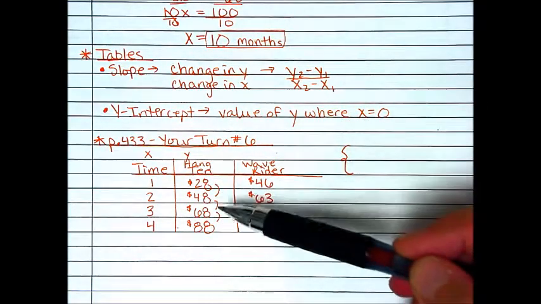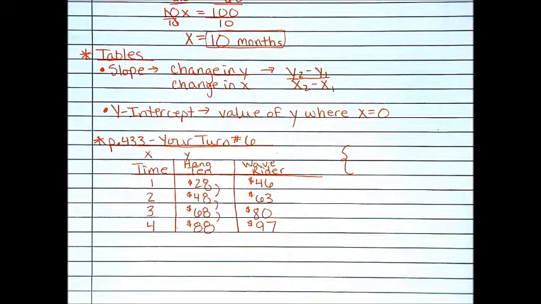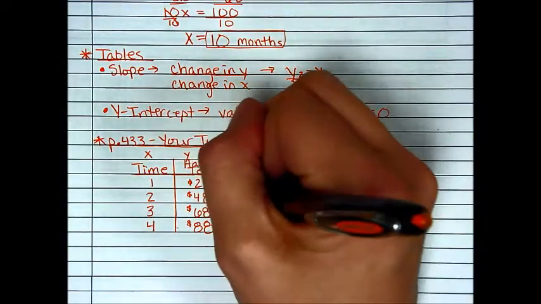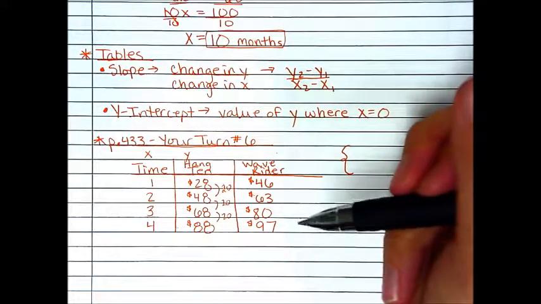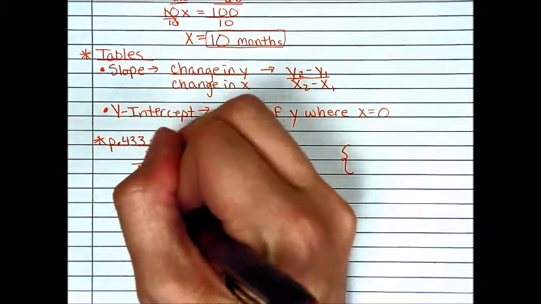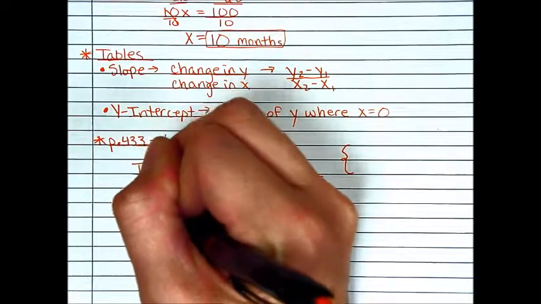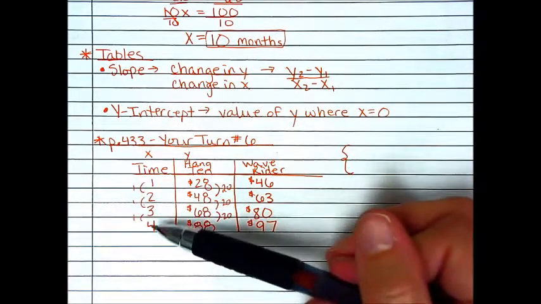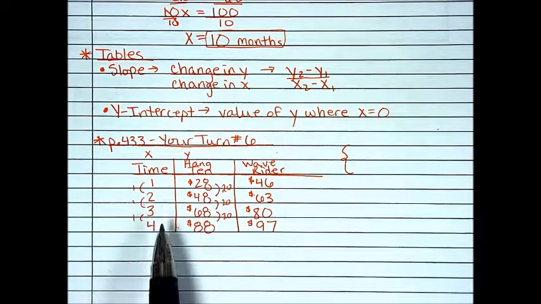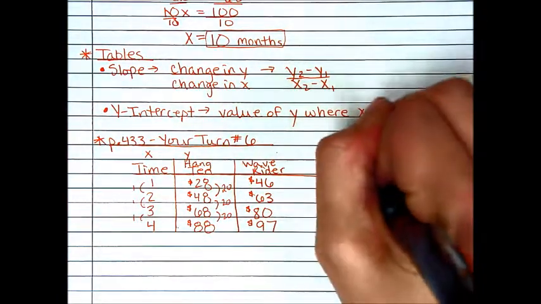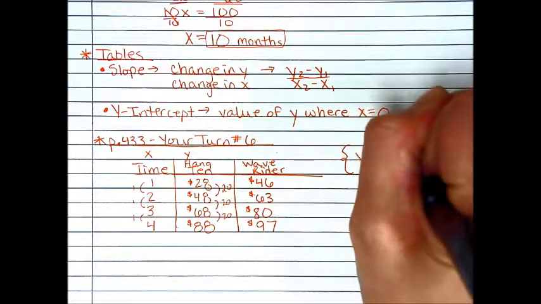This goes 28, 48, 68, 88. Hopefully you see the pattern there. We are going up by 20 every time, correct? But over here in the x column, we're only going up by 1. So your change in y is 20, your change in x is 1, 20 over 1 is 20. So your slope is y equals 20x.